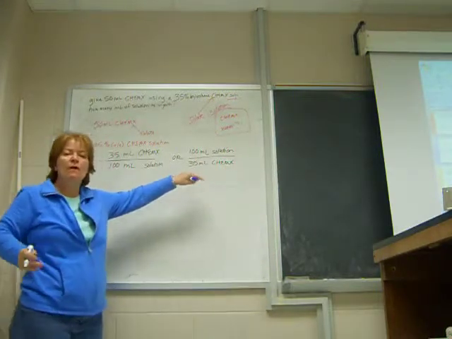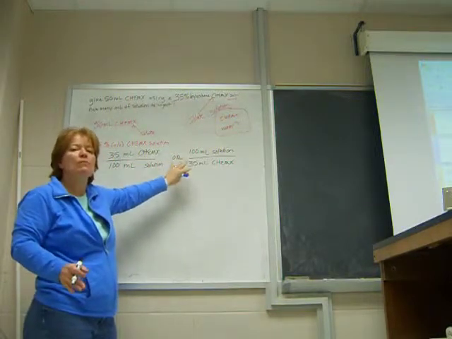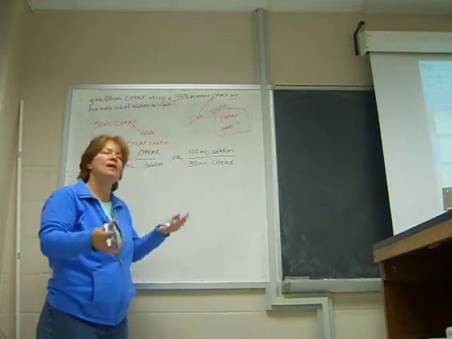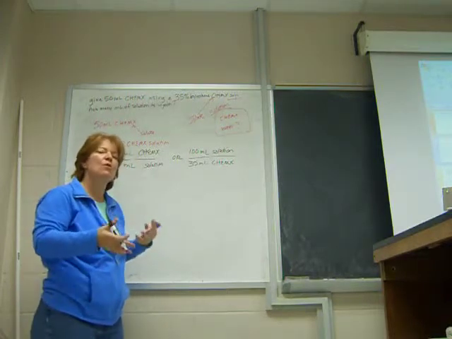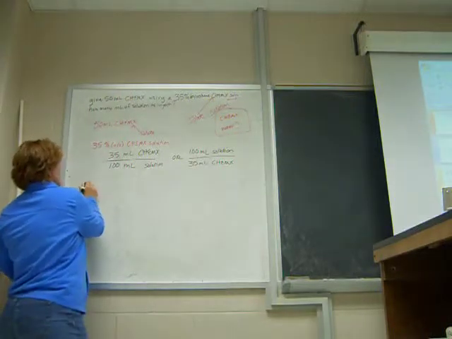I'm putting both up. I don't know which one I'm going to need. Remember, I do not want to start my problem with my conversion factor. I want to start my problem with the other number, the number that only has one unit. If it has two units, I want to hold off on it. So the other number is the 50 milliliters Chemex. I'm going to start with that.